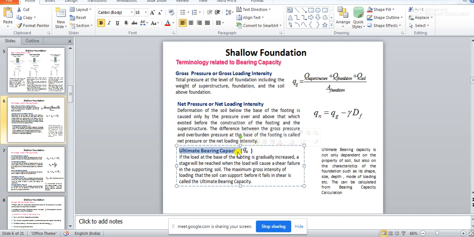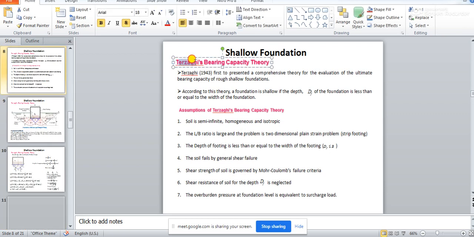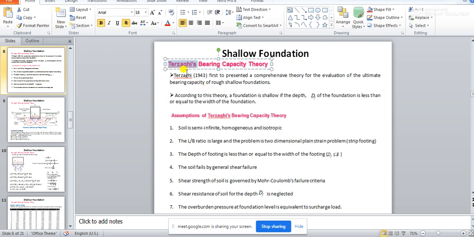So there must be some methodology to find out this ultimate bearing capacity. And how do you find out this ultimate bearing capacity? This was initially given by Terzaghi. Terzaghi's name you have already heard in soil mechanics, right? So again in foundation engineering, Terzaghi's name will come, and Terzaghi has given the theory for finding out the bearing capacity.